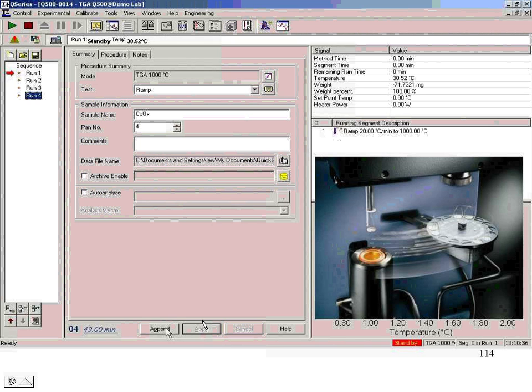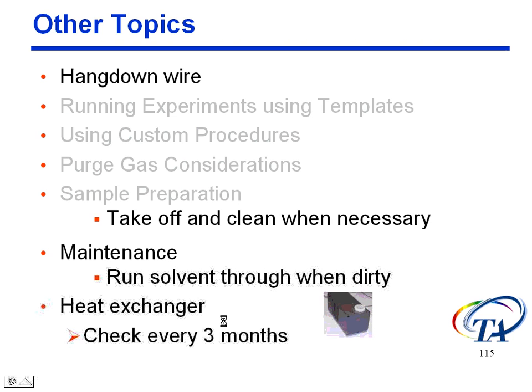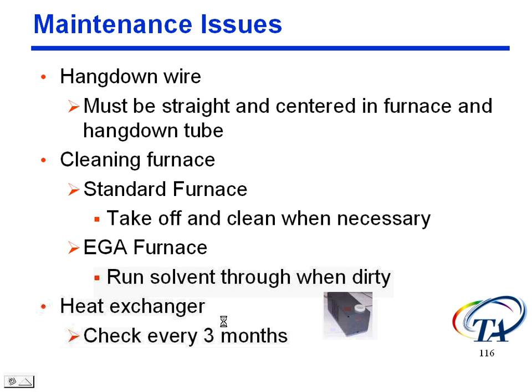Maintenance issues. Hang-down wire. The hang-down wire should be straight and centered in the furnace and the hang-down tube. Changing the hang-down wire can be a little bit of a trick. It mainly just takes a steady hand and some practice. You might want to lay off the coffee that morning. You might need a magnifying glass or some better glasses, depending on your eyesight. But anyway, it's just hanging it on there. And in the manual, you can see it goes through a procedure.